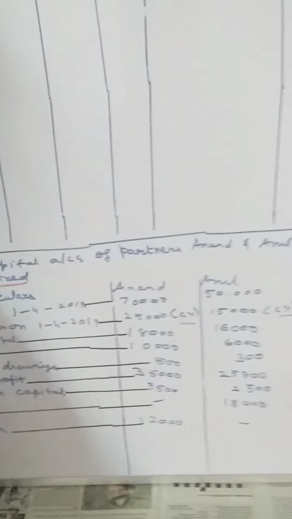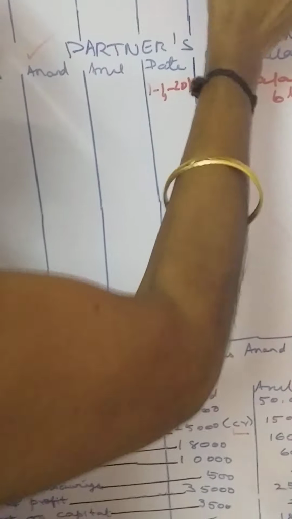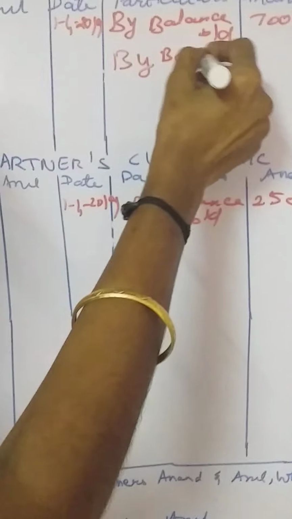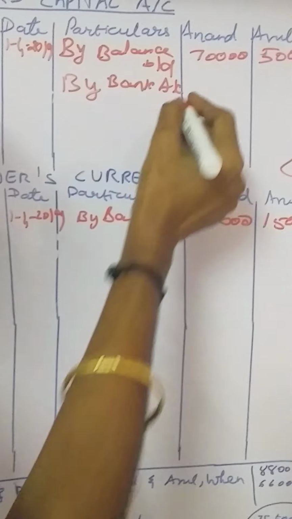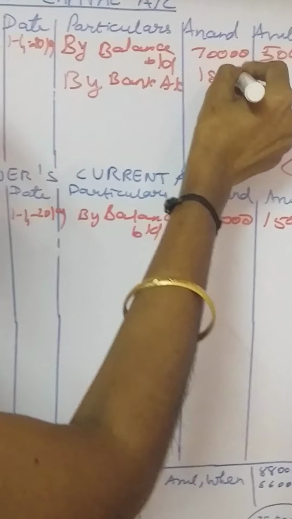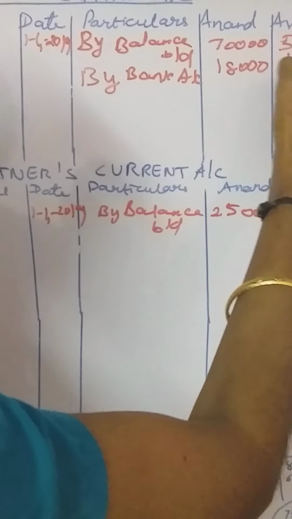Then next, additional capital was introduced by Anand and by Arul. Who will be the giver? Anand will be the giver and receiver is the bank. So, giver should be credited, by bank account. For additional capital, what's the amount for Anand? 18,000. For Arul, what's the amount? 16,000.